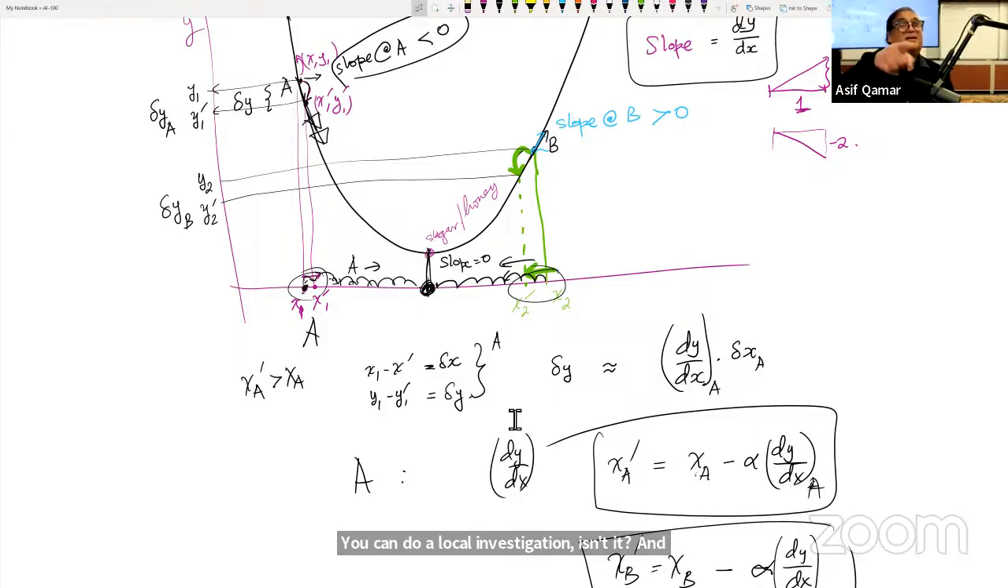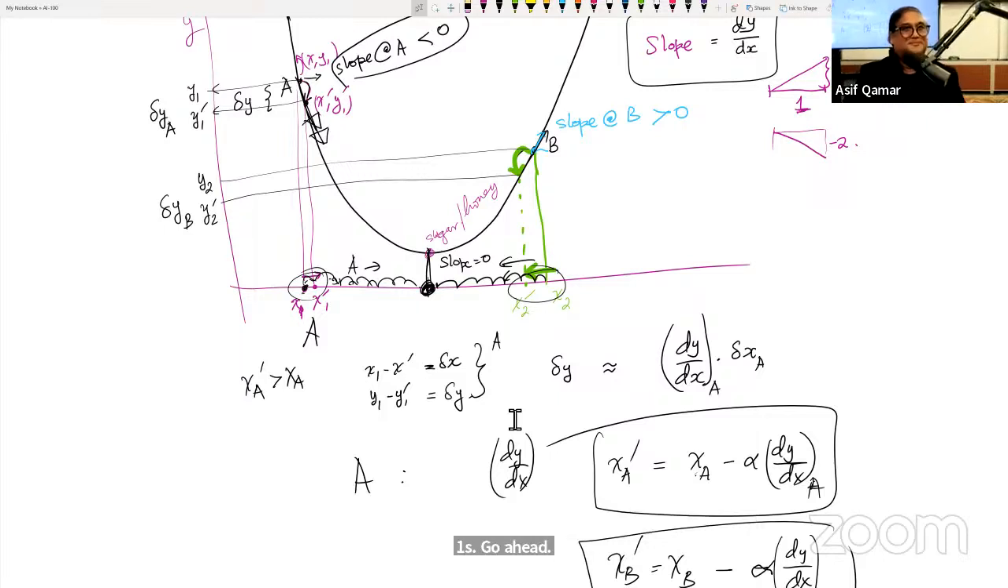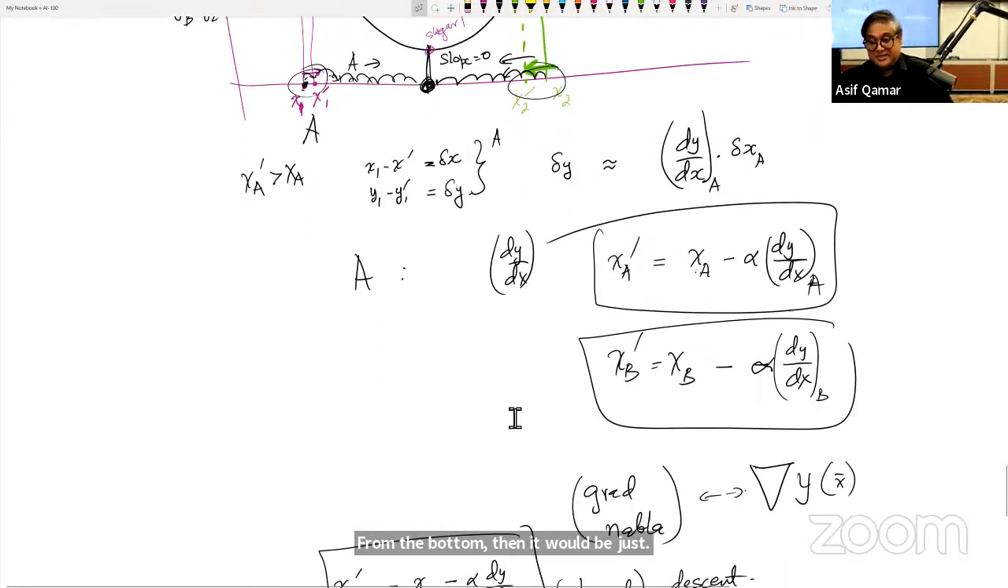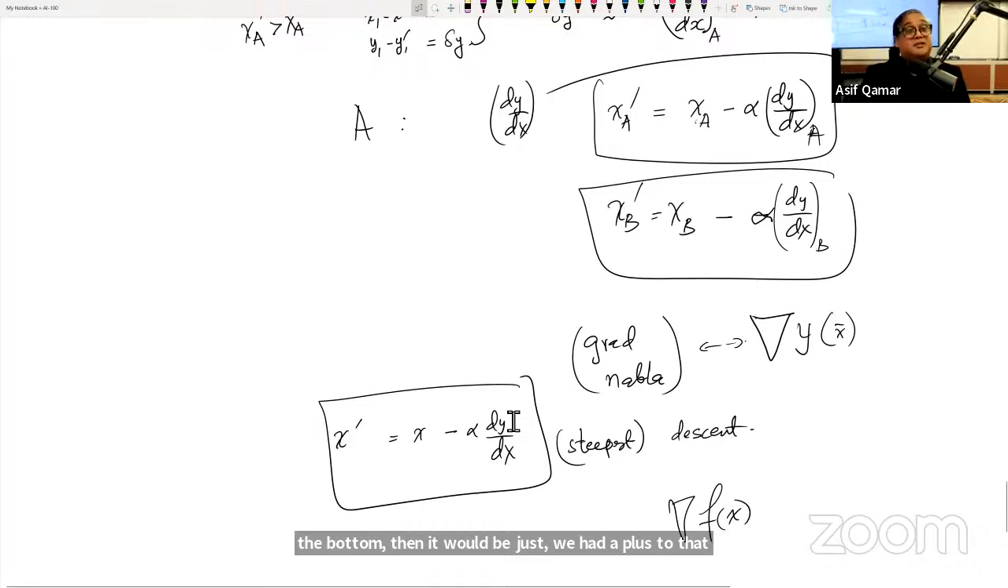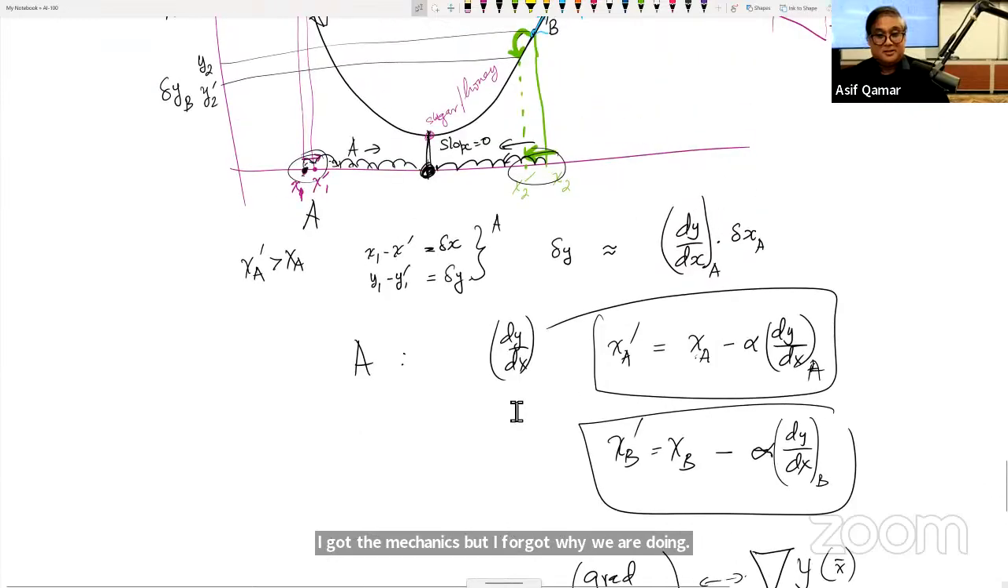One second. Go ahead, Albert. If you want to go from the bottom to above, then it would be just adding a plus to that whole equation. Yes. Then the equation changes: if you put a plus sign, you're doing the steepest ascent. That is called the hill climbing algorithm. And in machine learning, you use both. Krishna. Yes, I got the mechanics, but I forgot why we are doing it. Because we want to be little ants looking for the honey pot. Remember, I told you, there's a honey pot at the bottom.